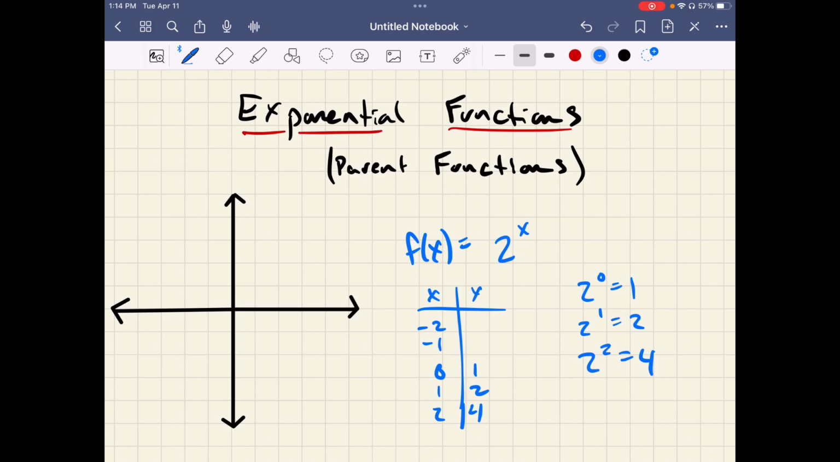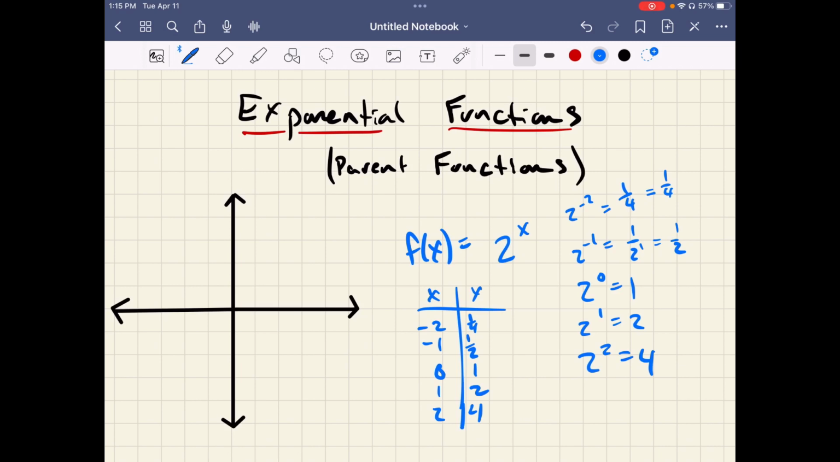And if we go to the negative ones, we have 2 to the negative 1, which, if you remember your exponent laws, is 1 over 2 to the 1, which equals 1/2. And then the same thing is going to happen here. So I'm going to have 1 over 2 squared, which is 1/4. So now I have 1/4 and 1/2 here. Okay, so now let's go plot these points.